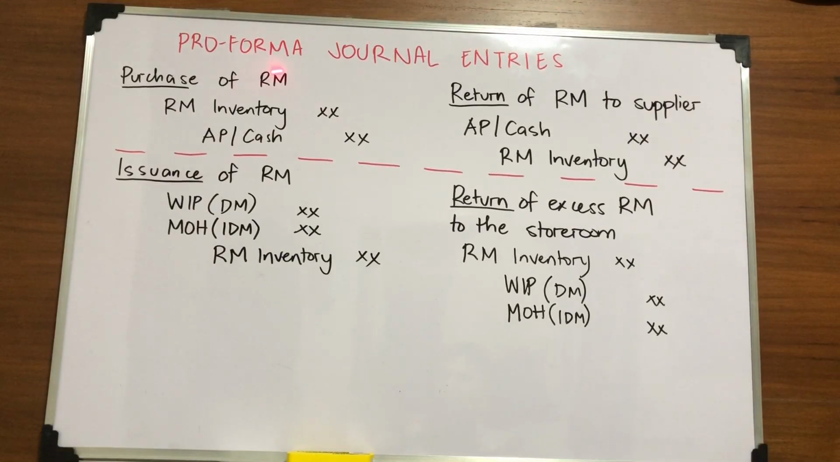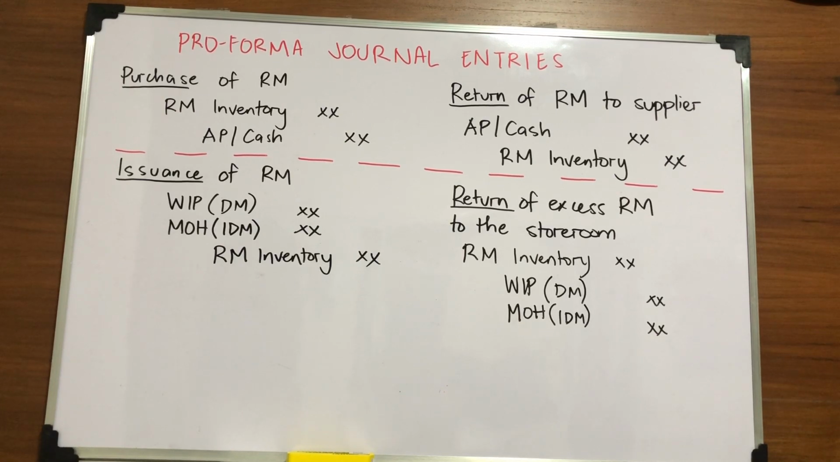So here are your pro forma journal entries for your purchase of raw materials and your issuance to the conversion process. First, for your purchase of raw materials, you debit raw materials inventory and you credit either accounts payable or cash. The cost of raw materials is debited to raw materials inventory when the materials are received, meaning when you receive it from your supplier.